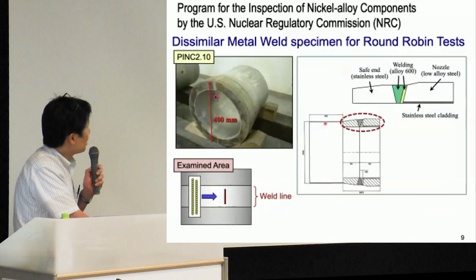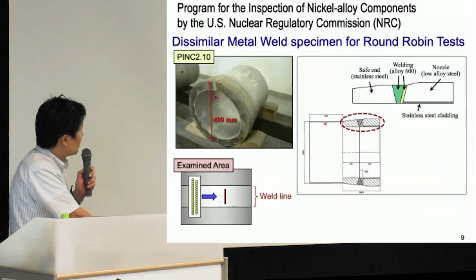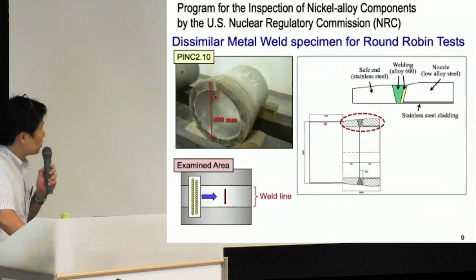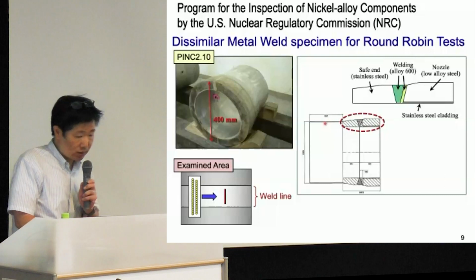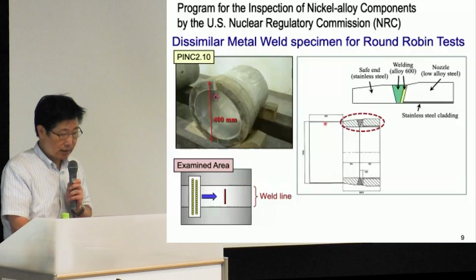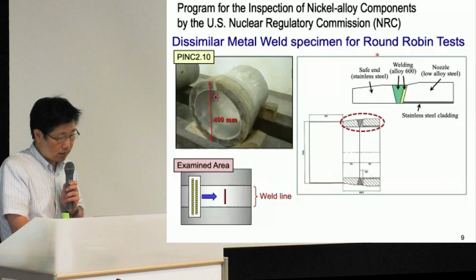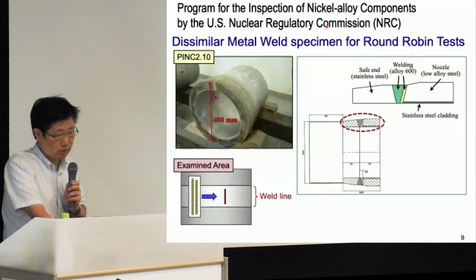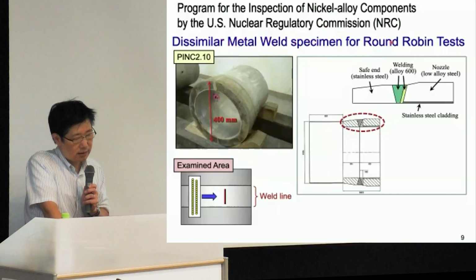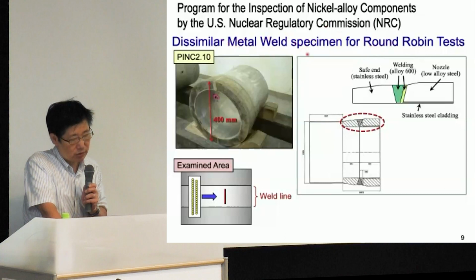Then we applied this sensor to a round-robin test that is organized by a program of inspection of nickel alloy components, organized by the U.S. Nuclear Regulatory Commission. In the framework of this program, round-robin tests were carried out, and many NDT groups in the world joined.